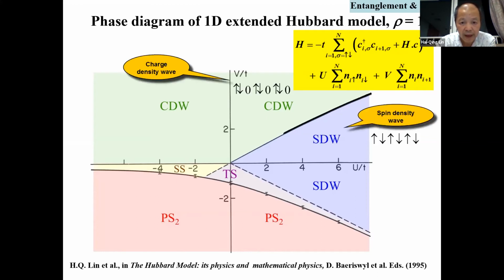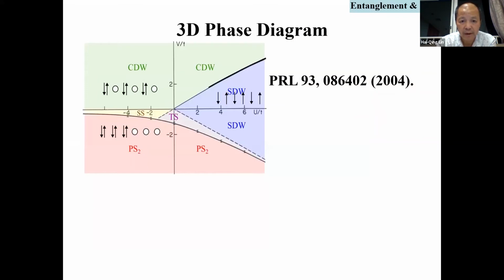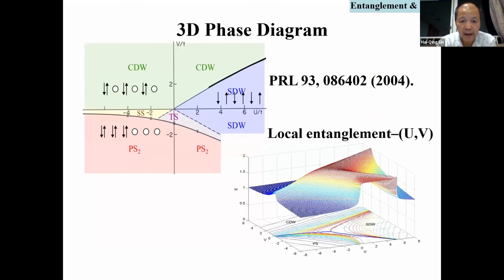Now, if I calculate the concurrence, the local entanglement, and plot it as a function of U and V, which is a 3D plot, then project it to two dimensions, you will observe that the extreme points of this local entanglement lie right on the phase boundaries of this 2D UV plane. And for superconducting phases, because they involve more than one site, if I calculate the entanglement of two sites, called block entanglement, then I also get the phase.